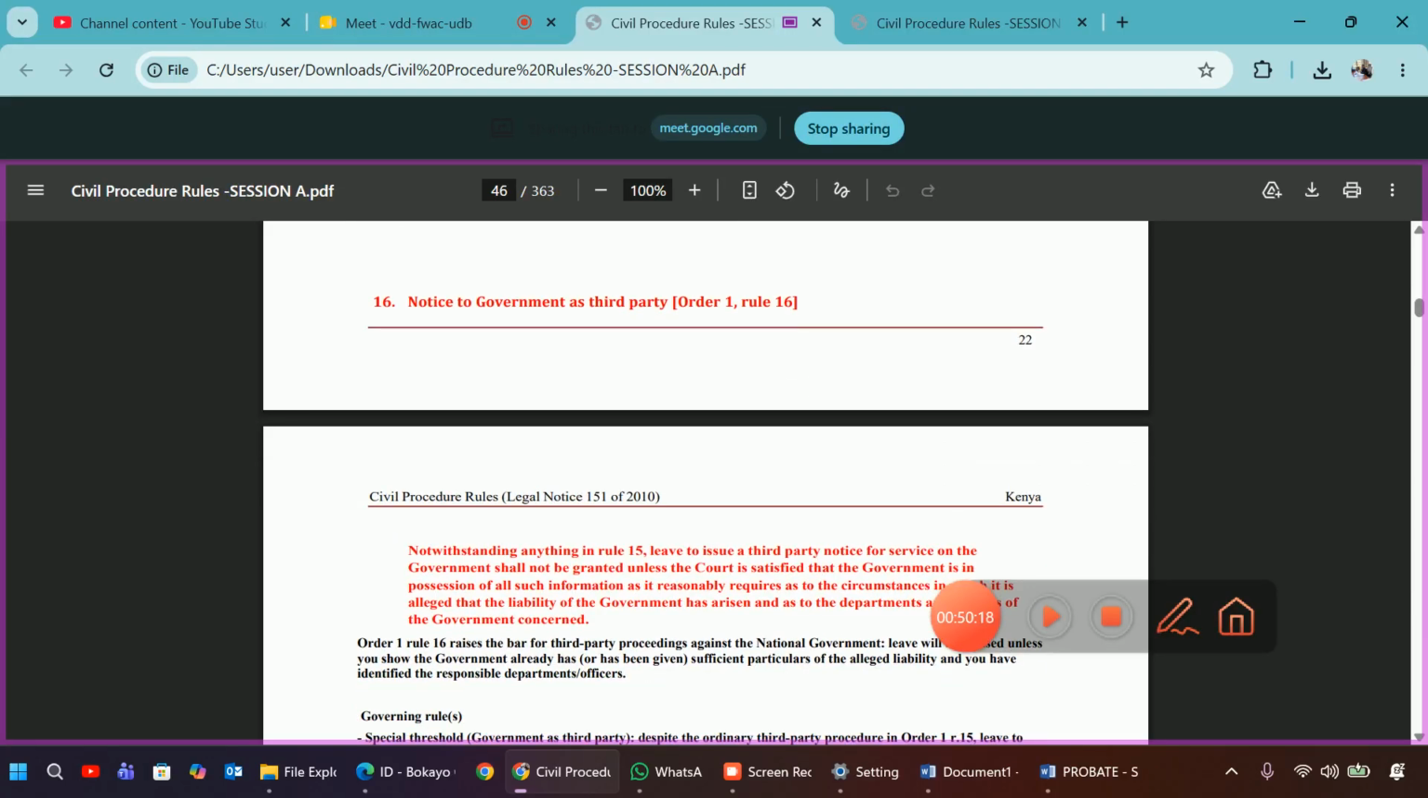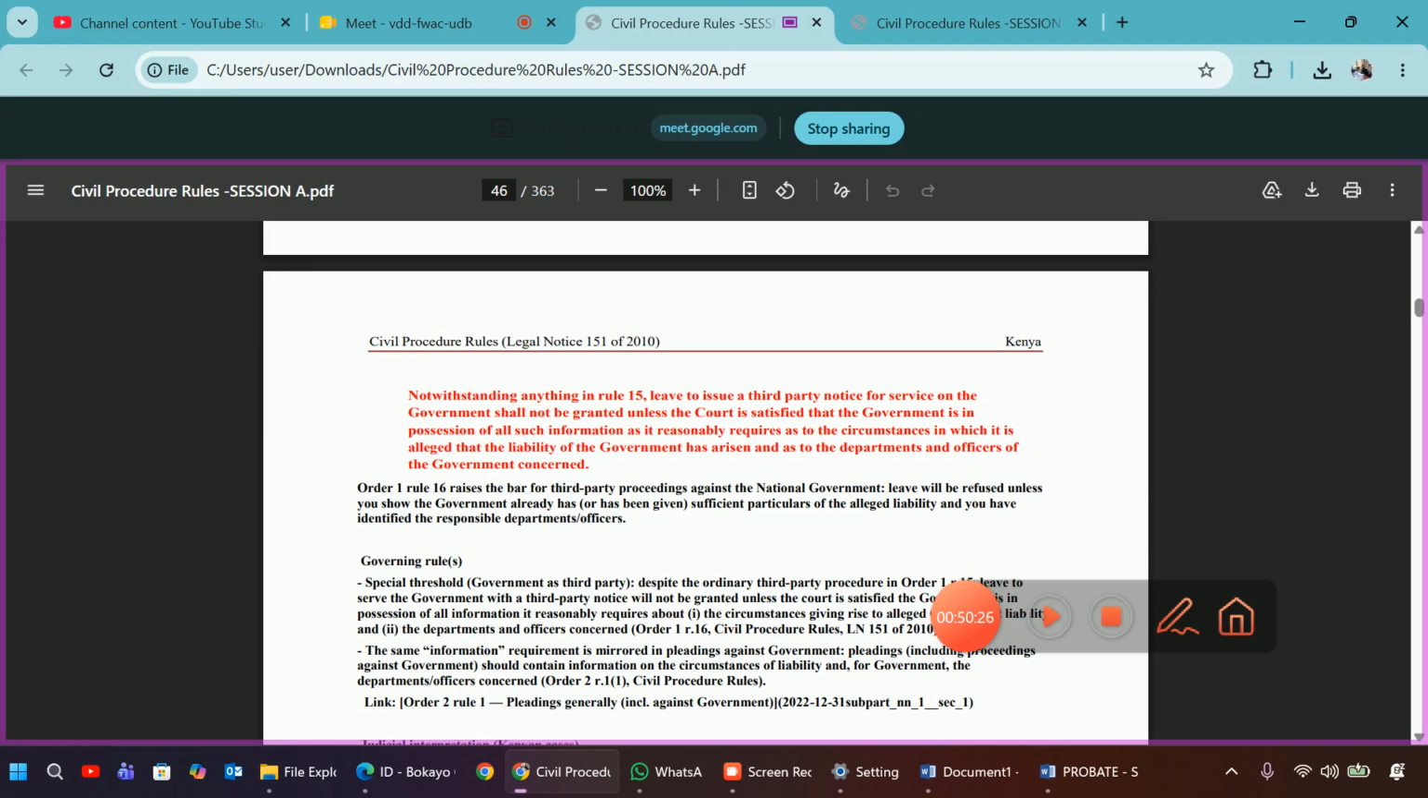What happens when you want to issue a third party notice to the government? Order 1, Rule 16: Notwithstanding anything in Rule 15, leave to issue a third party notice for service on the government shall not be granted unless the court is satisfied that the government is in possession of all such information as it reasonably requires, as to the circumstances in which it is alleged that the liability of the government has arisen, and as to the departments and officers of the government concerned.